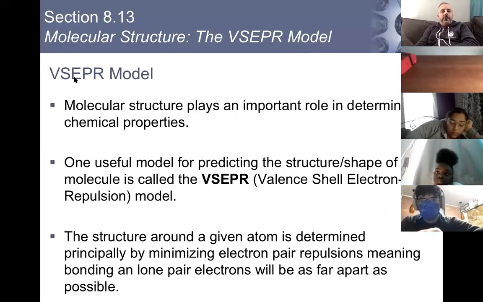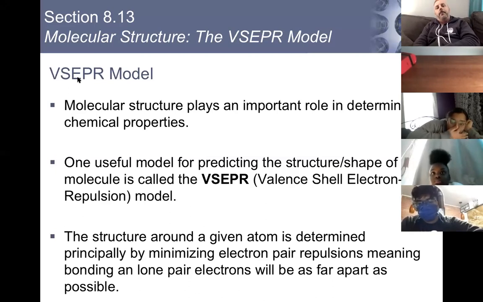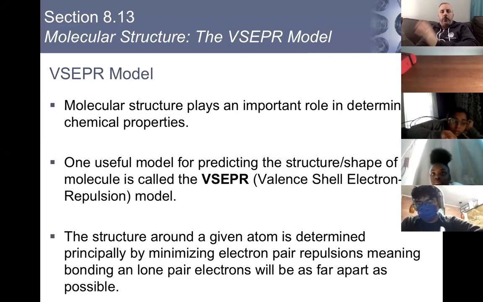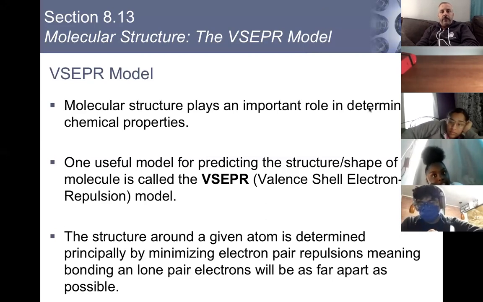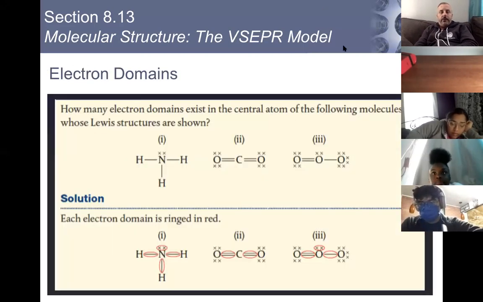So VSEPR stands for valence shell electron pair repulsion. Okay, it's a big word. It just really is showing you the shape of the models of the molecules. That's all it does. And so VSEPR is based off of electron domains.